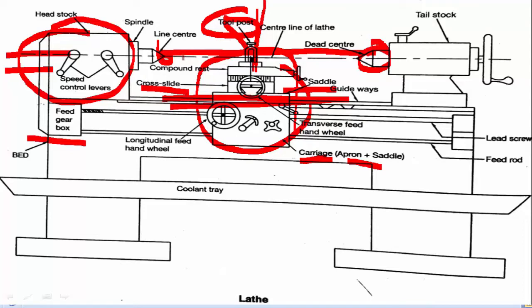If you are giving a higher feed rate, then the surface finish will be very poor, and generally we will give high feed for rough turning, and for smooth finish we will give less feed. And some other components like lead screw, feed rod, then coolant tray are also available in lathe. So this is all about the components of lathe.